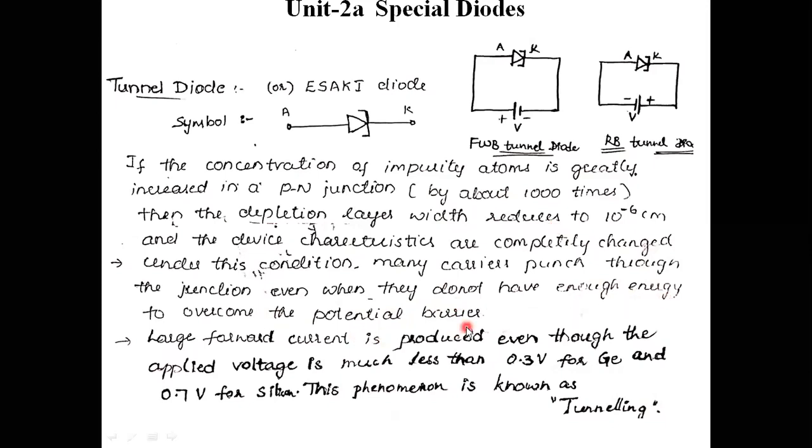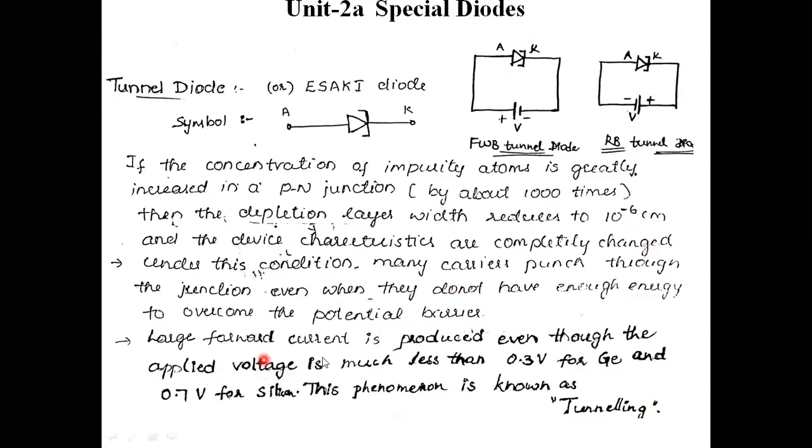Those electrons, not possessing the potential energy, will transmit to the other side. Why? Because the width of the depletion region is very thin. Due to that, by taking some thermal energy at room temperature itself, those electrons will plunge into the other side. That is a point you have to note here.